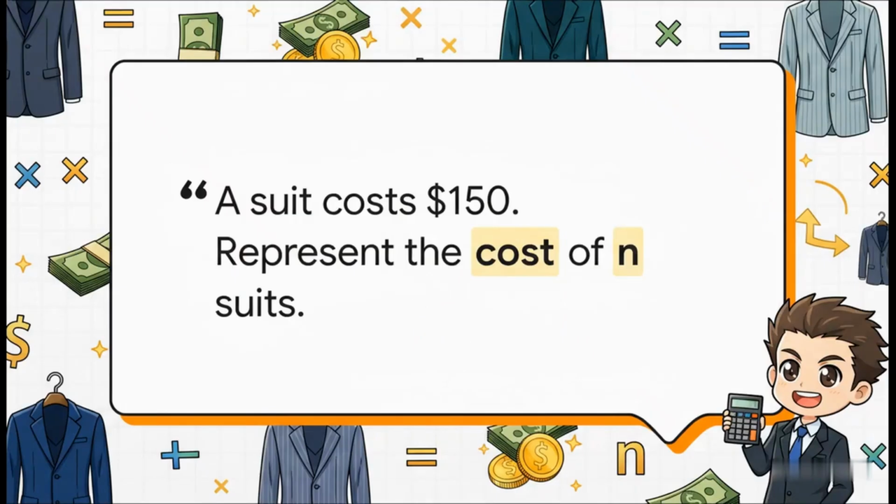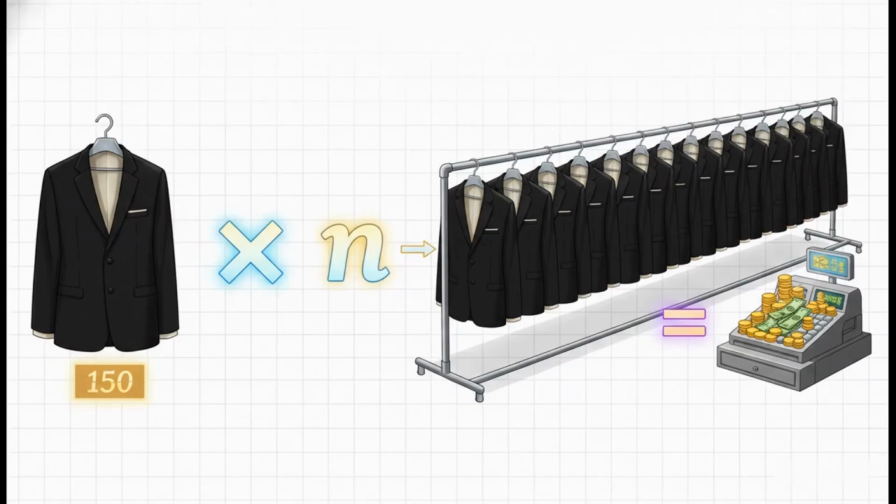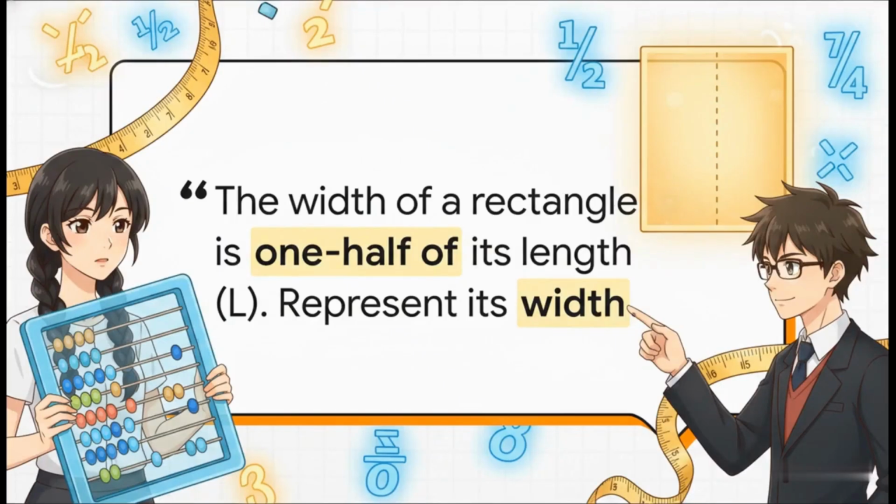Now here is a classic multiplication problem. We've got a price for one item, and we want to find the cost for a bunch of them. That word cost implies a rate, right? It's $150 per suit. And the translation is super straightforward. The cost of one suit, 150, multiplied by the number of suits, n, gives us the total cost, 150n. See how that works?